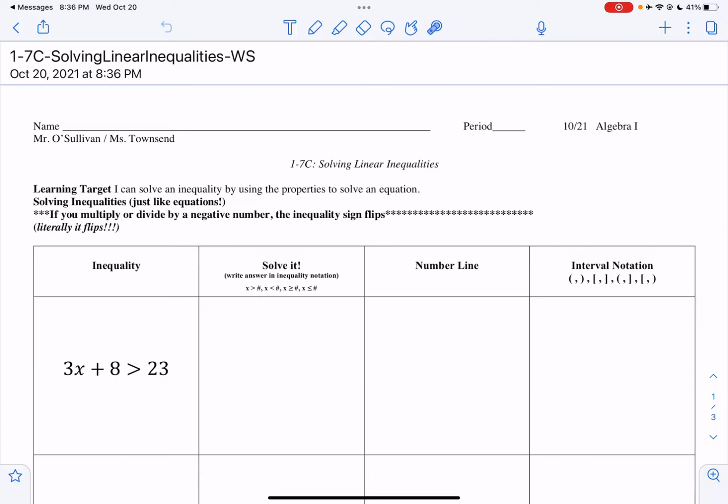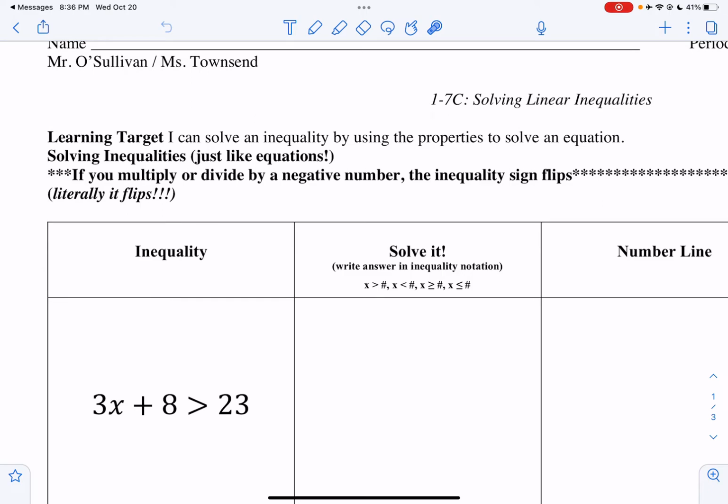So today we're looking at lesson 1-7C, solving linear inequalities. Today's learning target is I can solve an inequality by using the properties to solve an equation. So when you're solving an inequality, it's actually just like solving an equation. There's still the whole PCVNA technique if you want to use that.